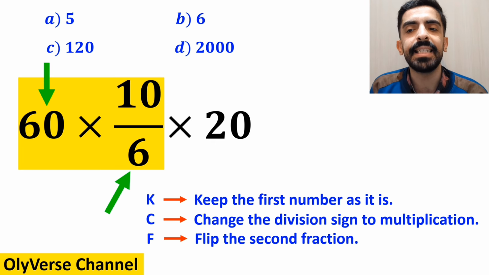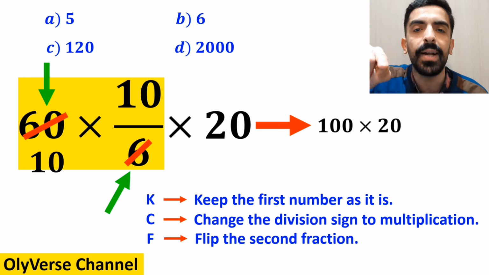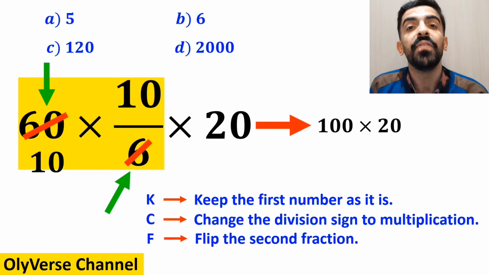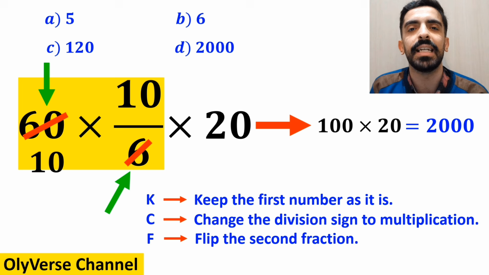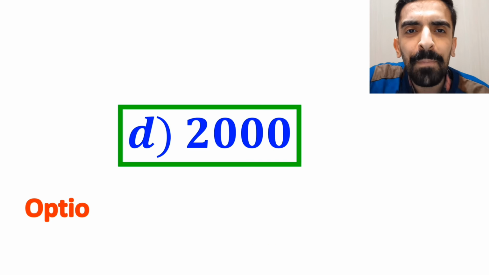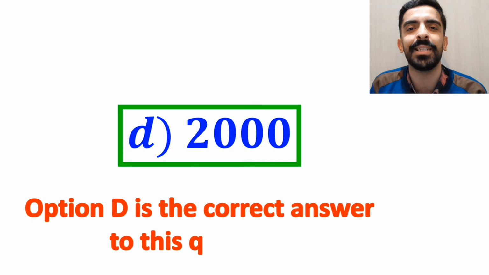Now, the number 60 cancels out with the 6 in the denominator and this expression simplifies to 100 multiplied by 20, which finally gives us the answer 2000. Therefore, option D is the correct answer to this question.